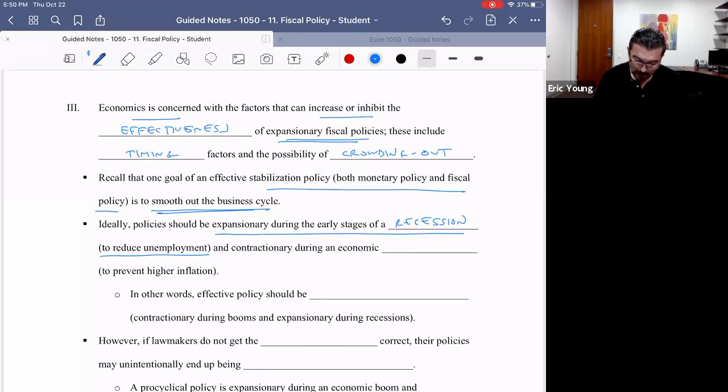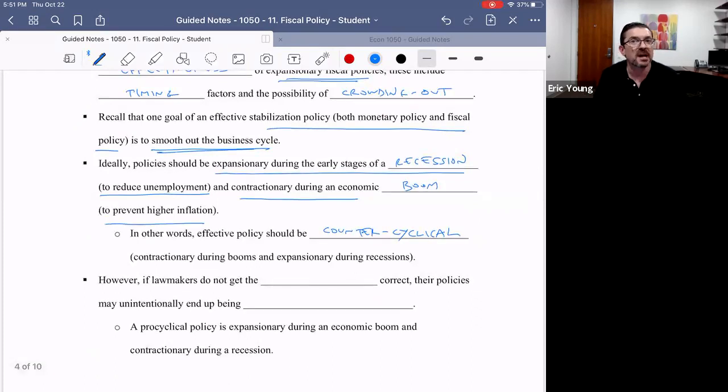And on the flip side, policies should be contractionary during an economic boom in order to counter higher inflation. So if the economy is expanding too much, kind of booming too much, we want to contract it. If the economy is in the recession, we want to expand it. The fancy word for this is that effective policy, ready, should be what we call counter-cyclical. Effective stabilization policies should be counter-cyclical, which means that they go against the cycle. They're the opposite of the cycle. So they're contractionary during booms and they're expansionary during recessions. And in a perfect world, that's how it would go.